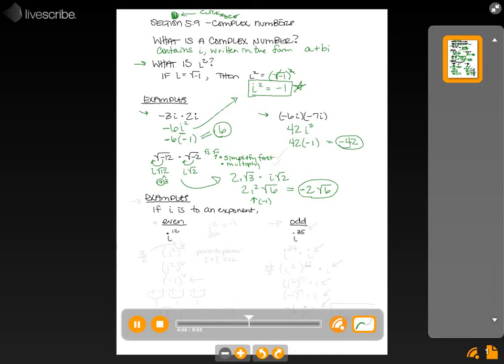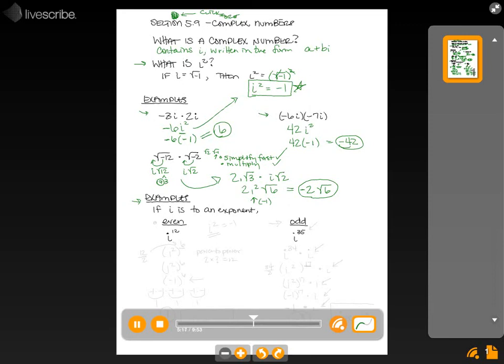Make sure though when you do those radicals that you simplify first and then multiply. That's extremely important. Okay, we've got one more type of example to look at here for this BI part, and it says if I is to an exponent, then what do we do?